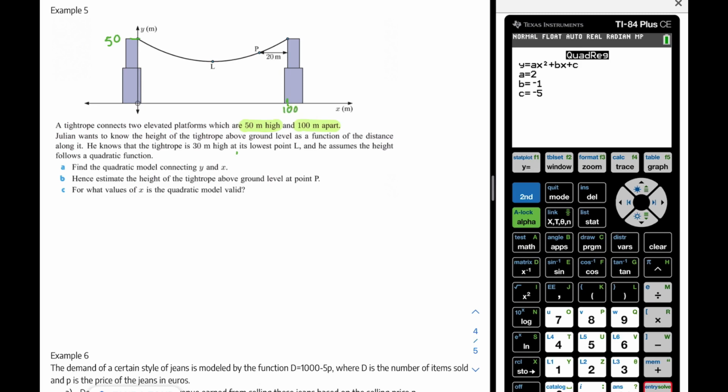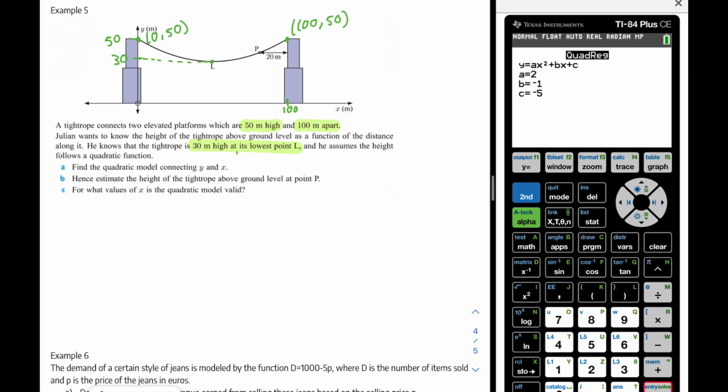Next, we're told he knows that the tightrope is 30 meters high at its lowest point. 30 meters high at its lowest point, that means this point here is 30 meters above the ground. What we can do now is we can create some coordinates. So if we know this coordinate is on the y-axis, this is going to be 0, 50. This coordinate here is at 100, but it's still at a height of 50.